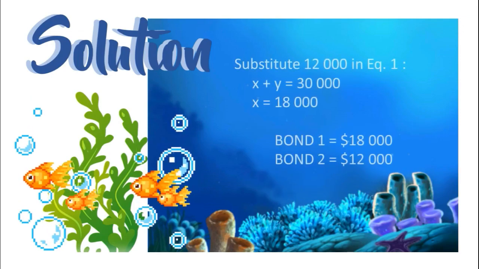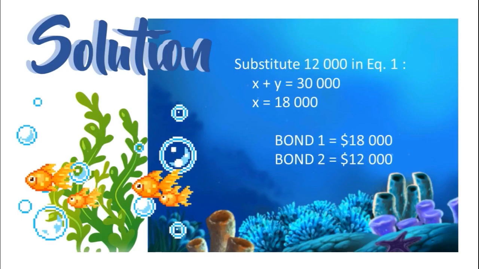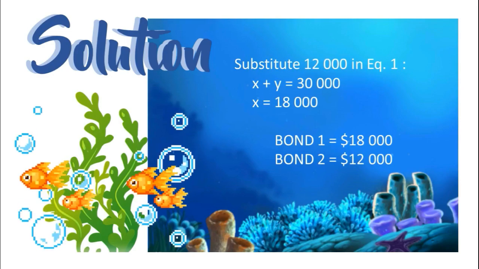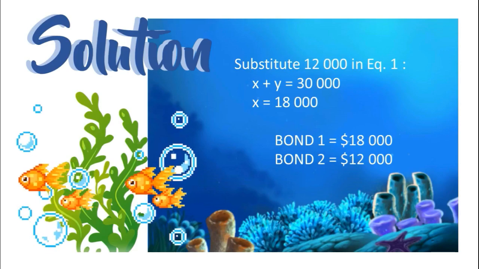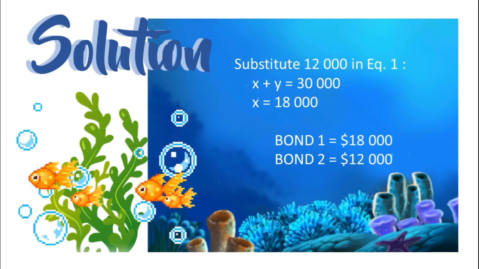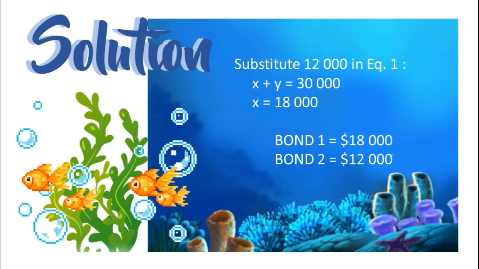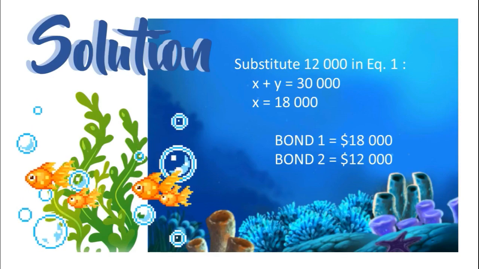Substitute 12,000 in equation 1. x plus y is equal to 30,000. x is equal to 18,000. And bond 1 is equal to $18,000, and bond 2 is equal to $12,000.